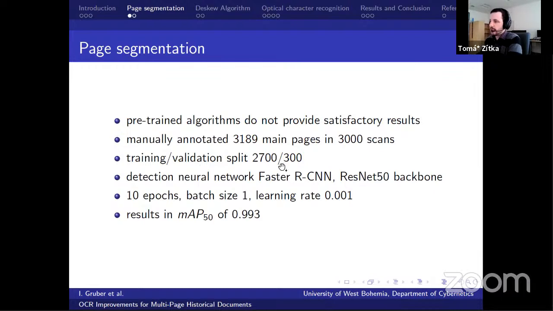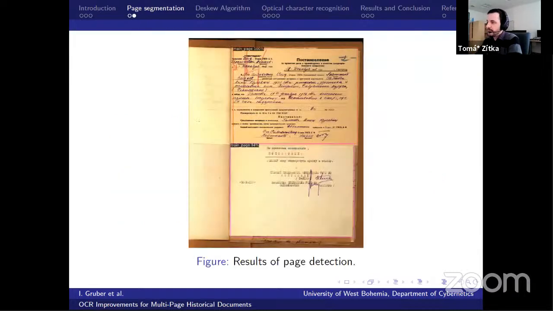We used a training and validation split in these ratios. And we trained on the training set for 10 epochs with batch size 1 and learning rate 1000, which resulted in a mean average precision of 0.993, which is enough for our needs. Here is an example of page segmentation results for a scan with 2 main pages.